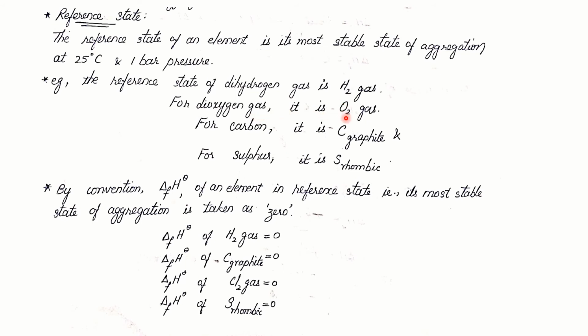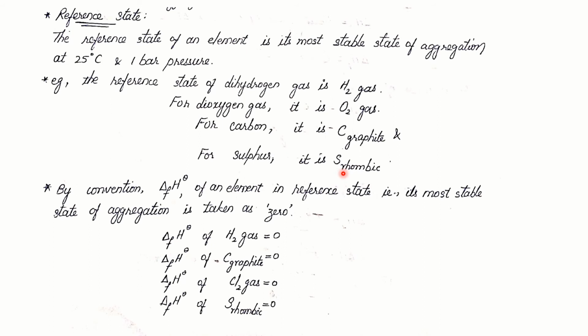Okay, because oxygen gas exists as a molecule, it exists in its molecular state. Similarly, the reference state of carbon is graphite. I just explained about that. And for sulfur, the most stable state of aggregation at 25 degrees Celsius and 1 bar pressure is the rhombic form.